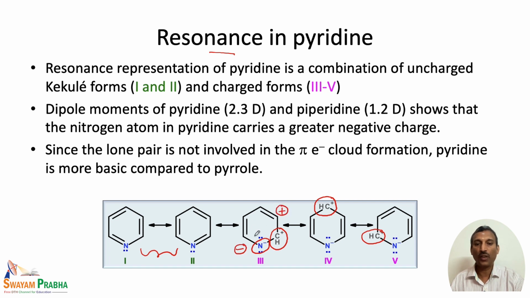Due to this charge separation, the dipole moment of pyridine is much higher than piperidine, because here we have 2.3 D for the pyridine, whereas piperidine has only 1.2. So, the presence of resonance actually increases the dipole moment of pyridine. And as we know, one of the electron pairs is not involved in the 6 pi electron cloud formation. This is present perpendicular to the ring system. So, that is the reason pyridine is basic compared to pyrrole.